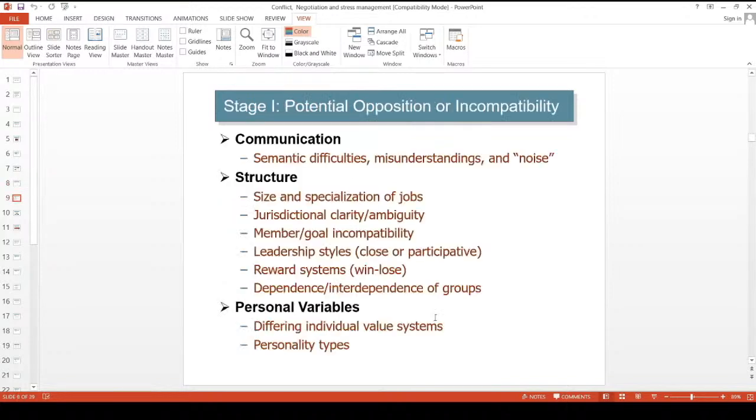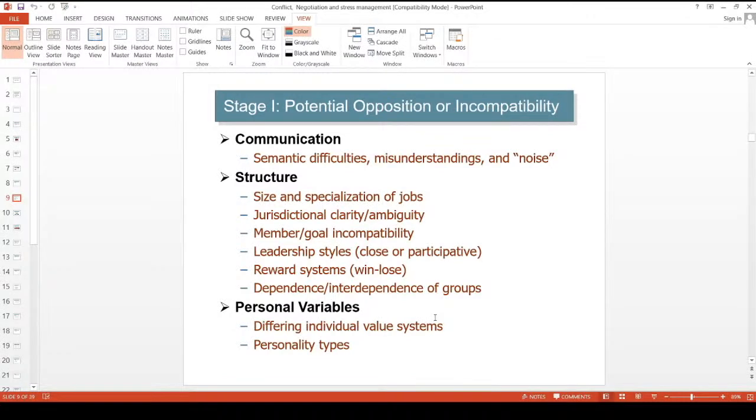Now let's discuss the conflict process, what the different stages are under which this conflict arises. The first stage is potential opposition or incompatibility. In this stage, it is the presence of the conditions that create opportunities for the conflict to arise. These are the basic points which give you the idea that the conflict may arise in the future.